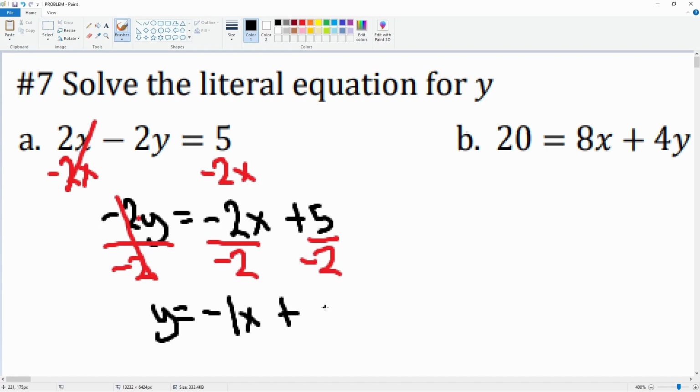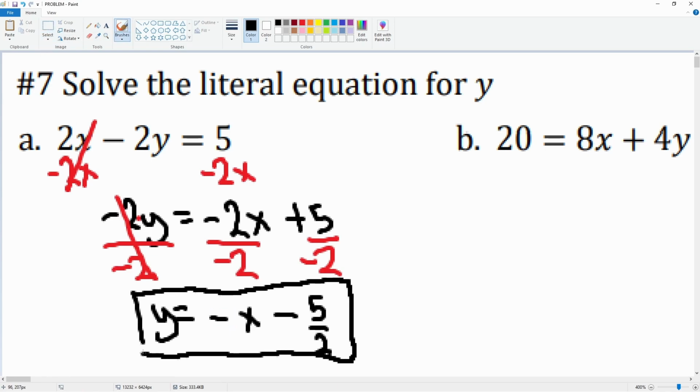Then we have just 5 divided by negative 2, so we can just write minus 5 over 2. Right? No one really writes that negative 1, so you can just write it as just negative x here. And that would be your final answer. Y is equal to negative x minus 5 divided by 2.